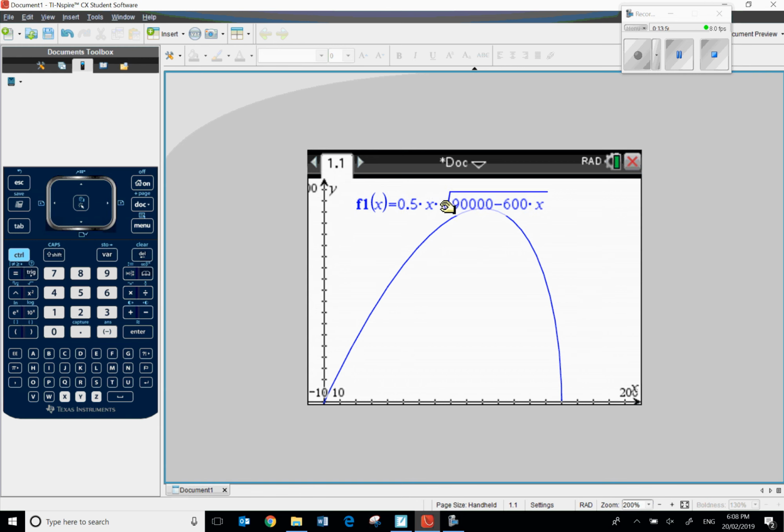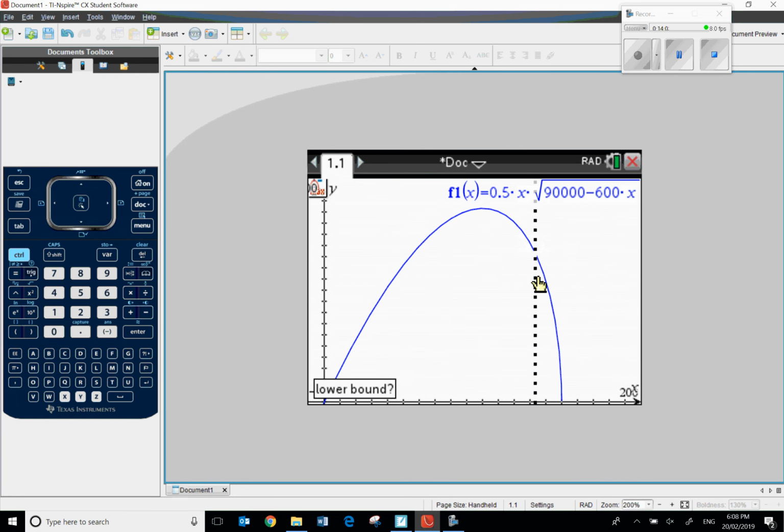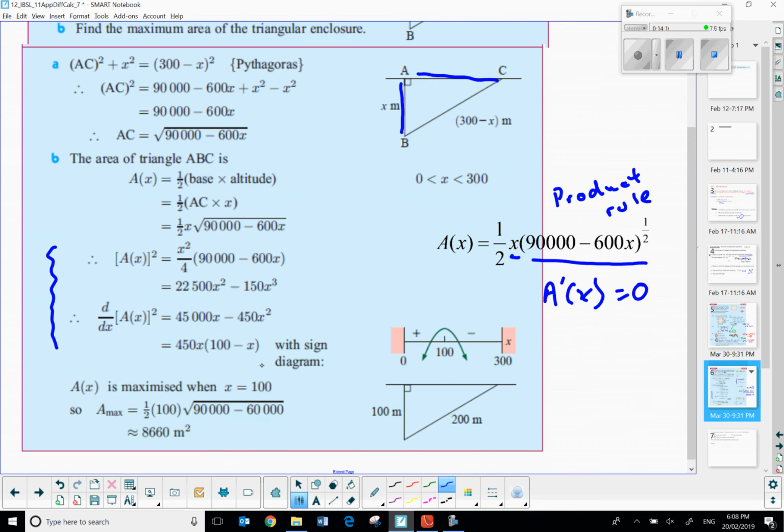And so I'm going to shift that out of the way. From there, I can then just analyze the graph and get the maximum. We find the maximum here. Let's have a quick look at analyzing it. Maximum, lower bound here. Maximum occurs at 100. So at 100 is where our maximum occurs, which is what they've come out with down here.